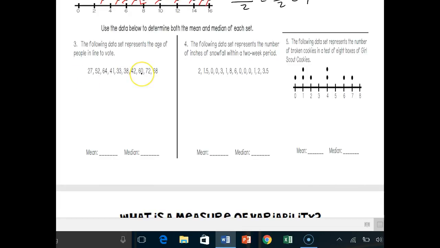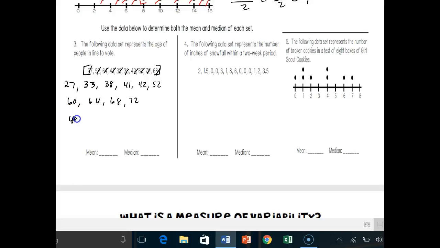Right. So let's use the data below to determine both the mean and the median of each data set. So I'm going to go ahead and order these numbers first. That makes sense. So I'll say 27, 33, 38, 41, 42, 52, 60, 64, 68, and 72. Hopefully you crossed off as you went through to make sure that you had every single number.